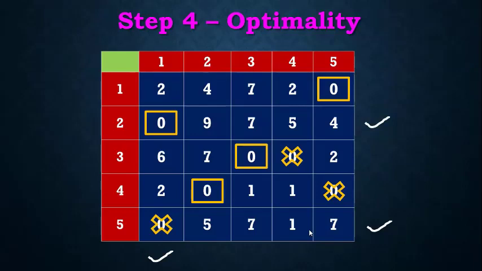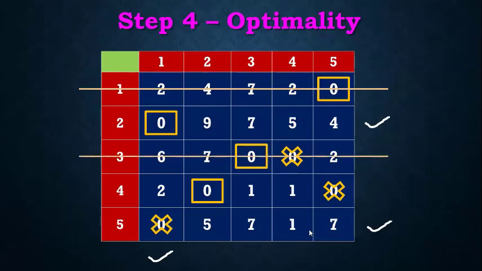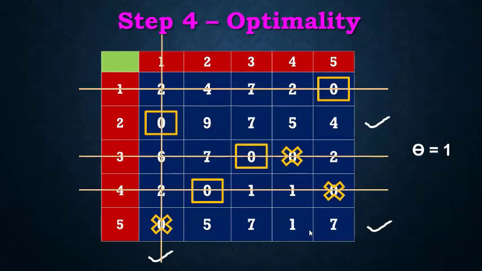After that we are going to draw lines through unticked rows. So the first row, third row, fourth row do not have tick marks, and we draw lines through ticked columns. The first column only has a tick mark, therefore we draw a line. After that we have 8 values, 9 7 5 4, 5 7 1 7, in which the minimum value is 1, which is taken as theta equal to 1.